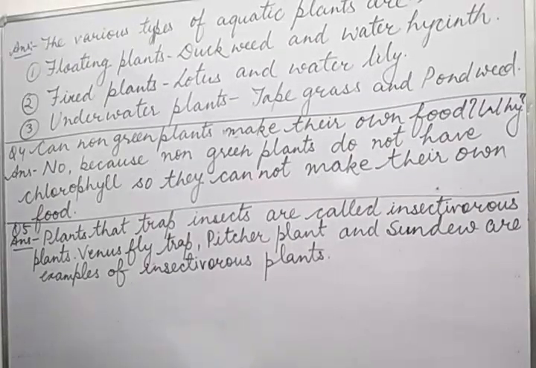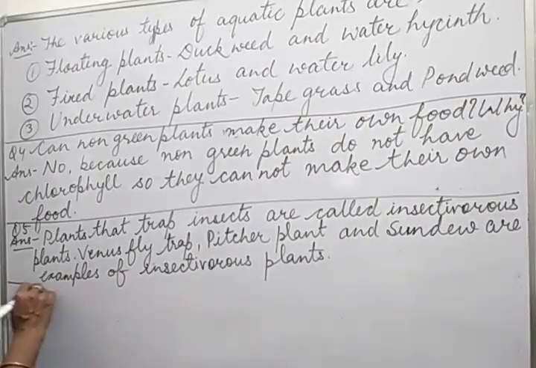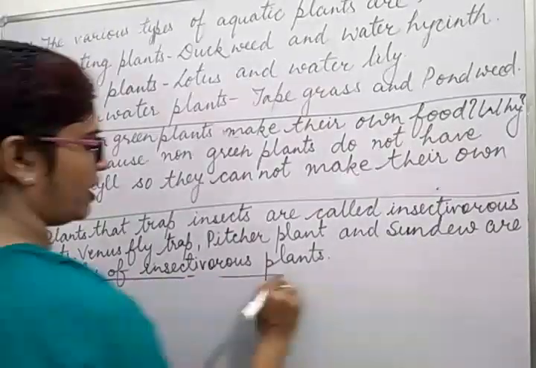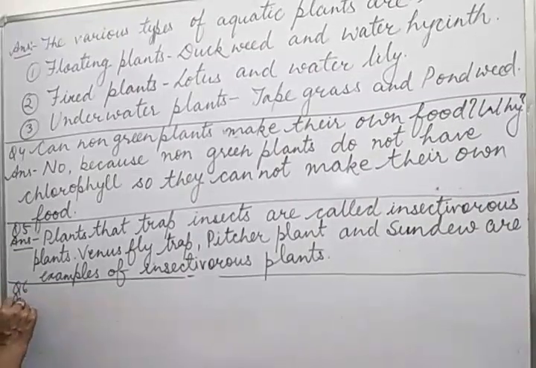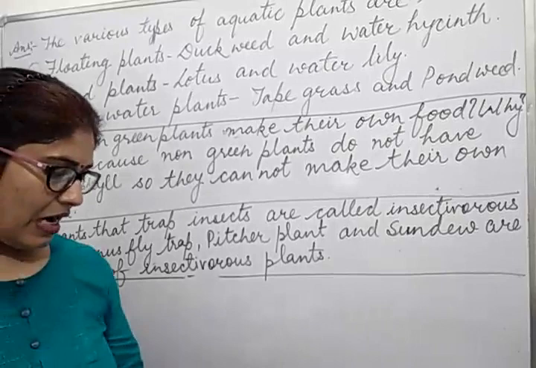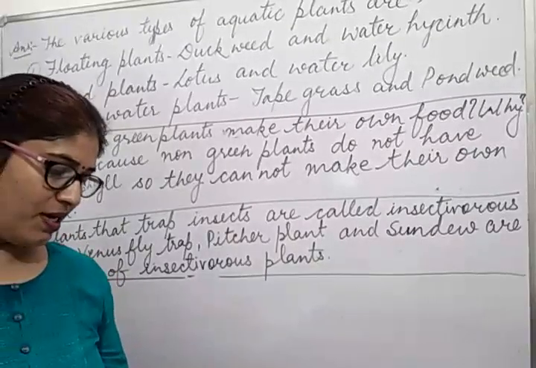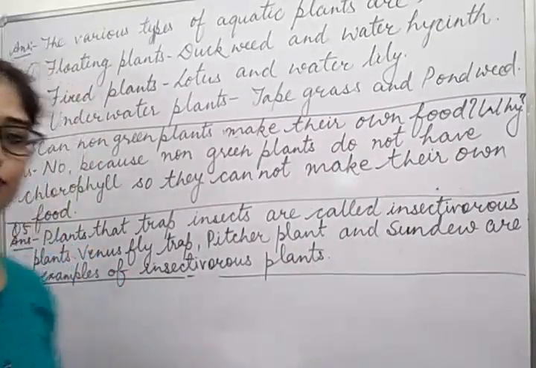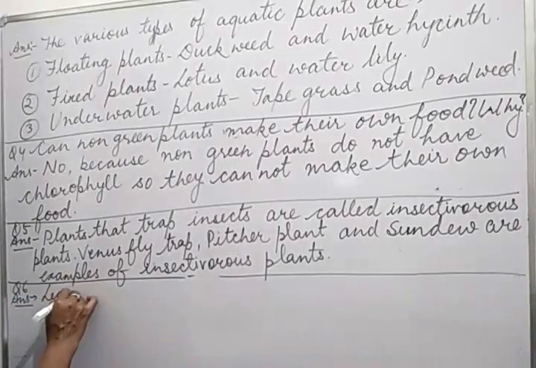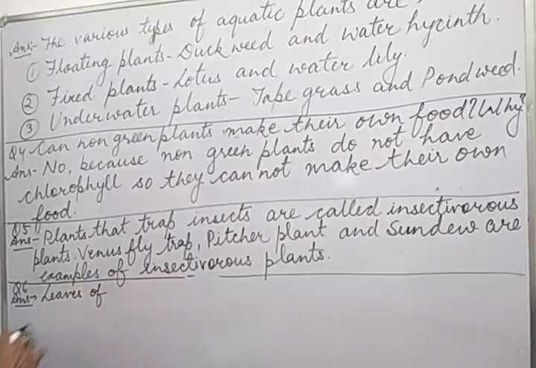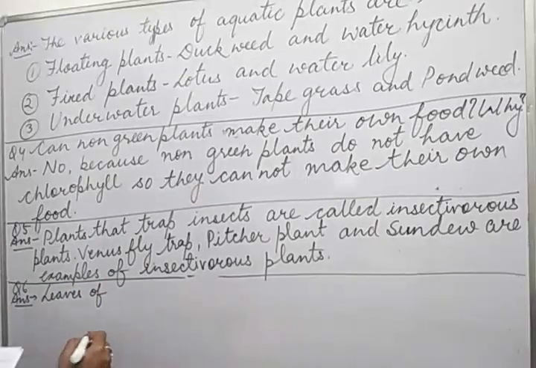Now we will do question number 6. Question number 6, you write down from your book. I am writing your answer. Question 6 is, how does the Venus flytrap plant trap insects? How do they trap? What is the process? I am writing the answer. You can copy the answer.